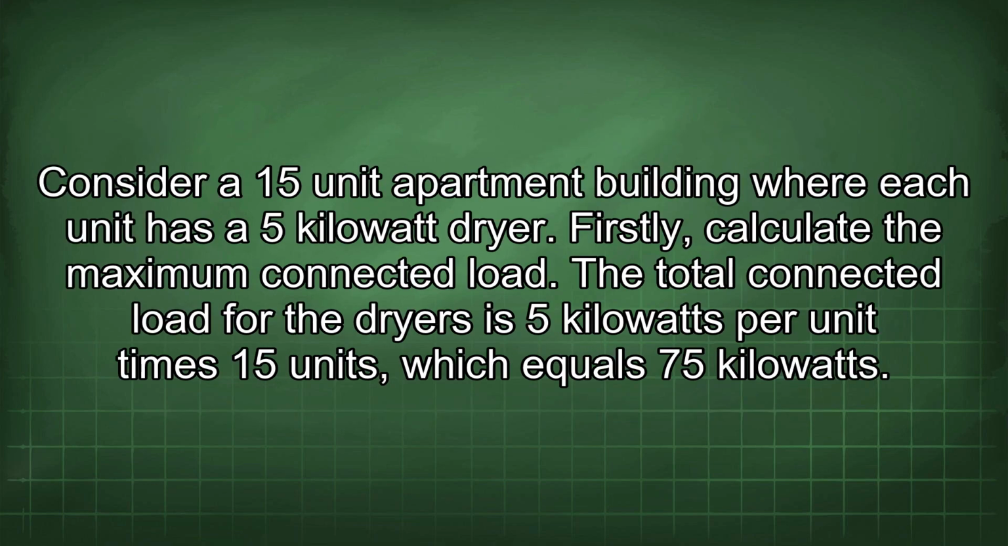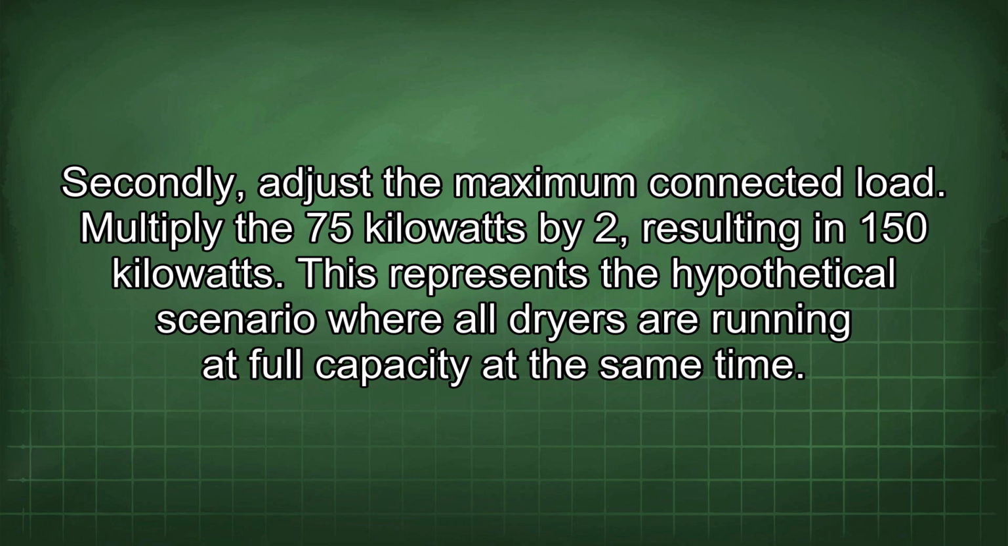Consider a 15-unit apartment building where each unit has a 5 kilowatt dryer. Firstly, calculate the maximum connected load. The total connected load for the dryers is 5 kilowatts per unit times 15 units, which equals 75 kilowatts. Secondly, adjust the maximum connected load. Multiply the 75 kilowatts by 2, resulting in 150 kilowatts. This represents the hypothetical scenario where all dryers are running at full capacity at the same time.